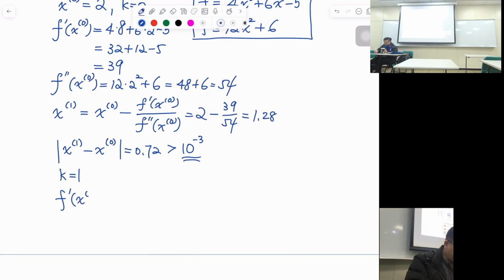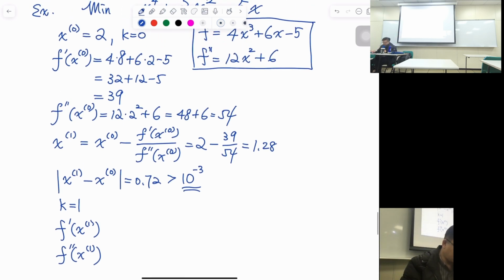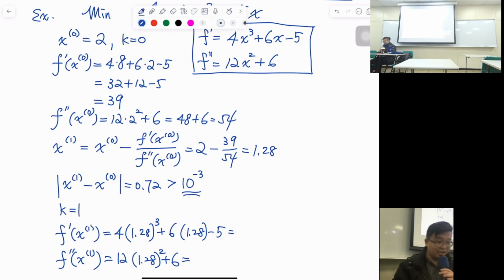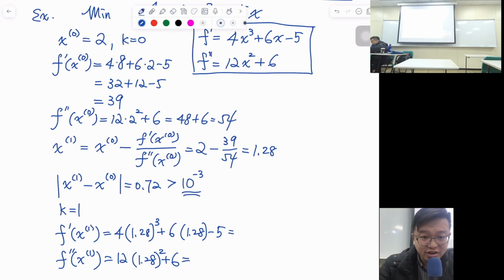I will be evaluating this and this. Yeah? Sorry, blocking the way. Thank you. So I will be doing this. Because x advanced by 1, by the flow chart, I need to evaluate this. So now let's try to do it. This is 1.28, right? So I can no longer solve by hand. I need to do it by calculator.